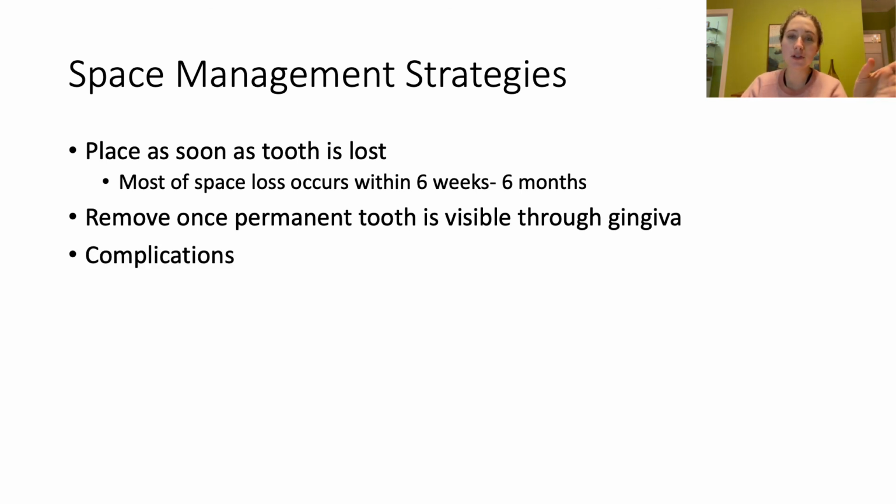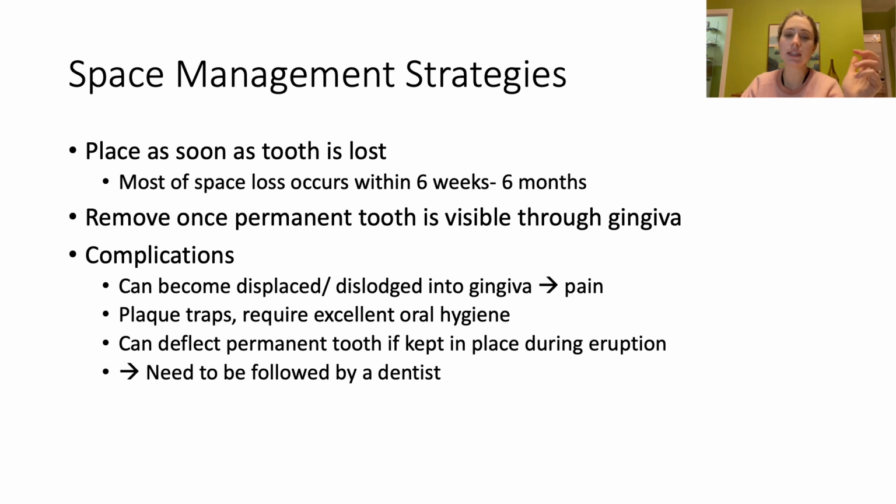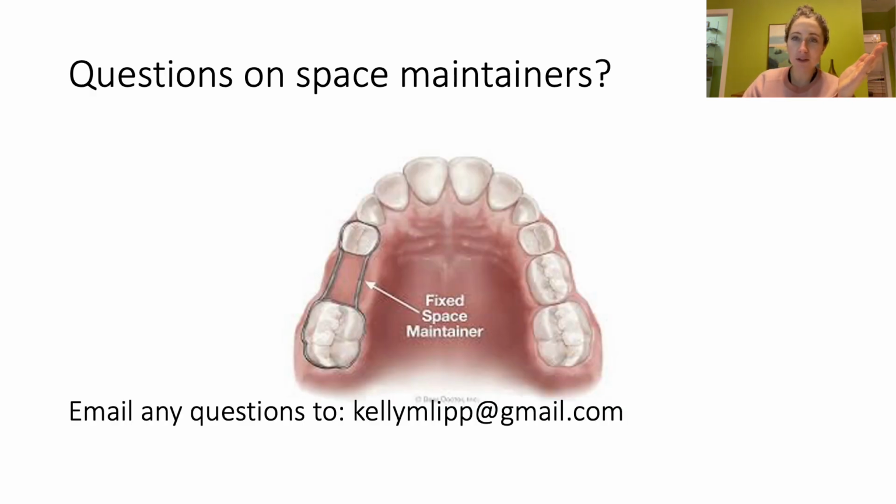Some complications with space maintainers include they can become displaced or dislodged into the gingiva and cause irritation. They can be plaque traps, so they really require brushing really well. They can deflect a permanent tooth if they're kept in place when that permanent tooth is erupting. So if you can imagine like that little loop from the band and loop, if that stays there and the permanent tooth is continuing to come in, it can get stuck on that. So for all these reasons, if they get a space maintainer, they really need to be followed by a dentist. If you have any questions on space maintenance, just email me.